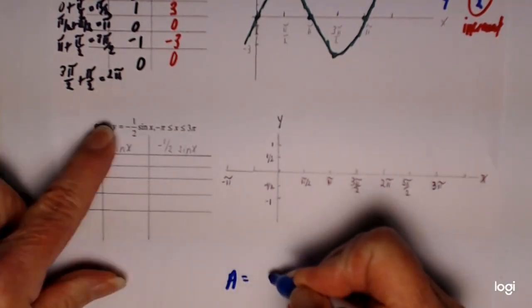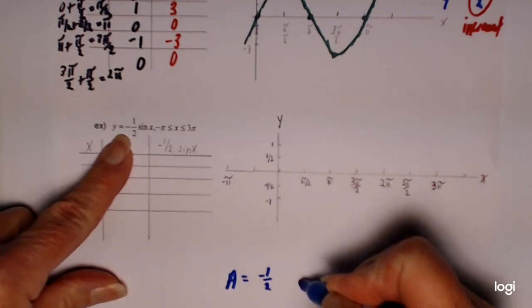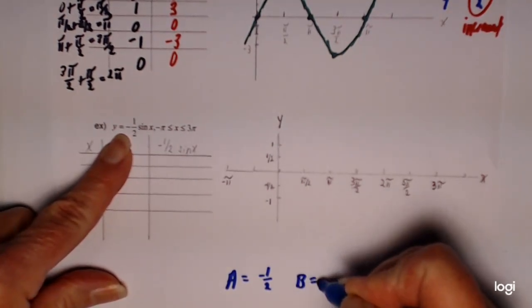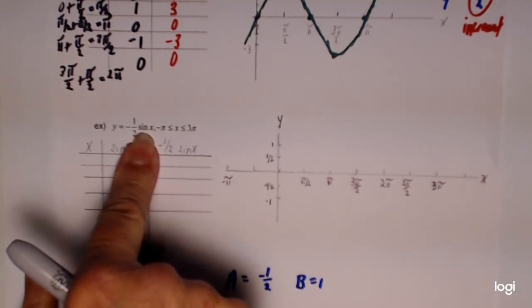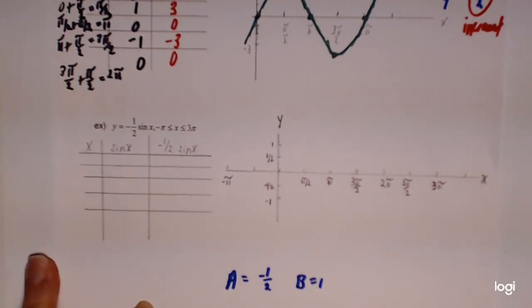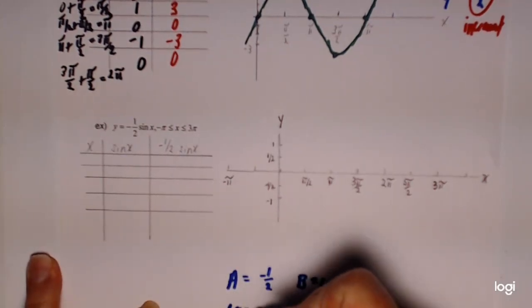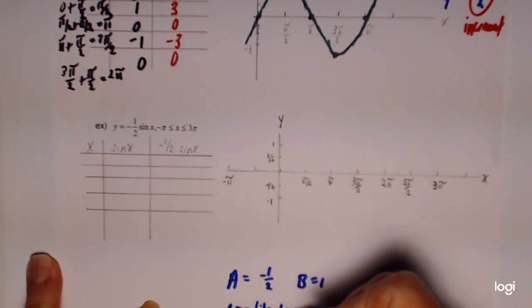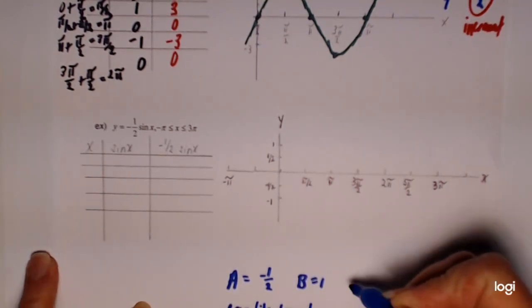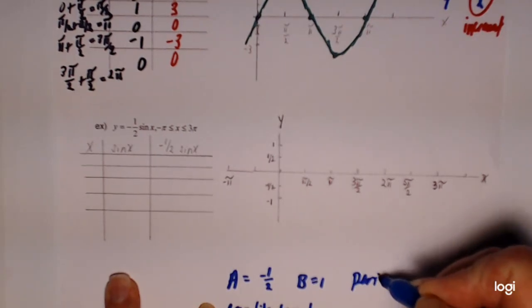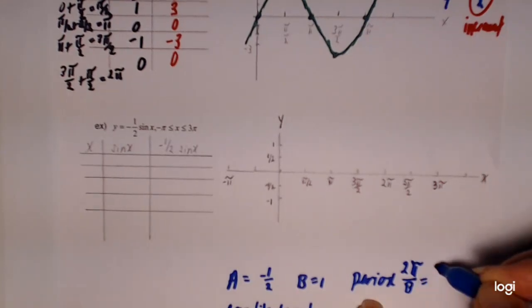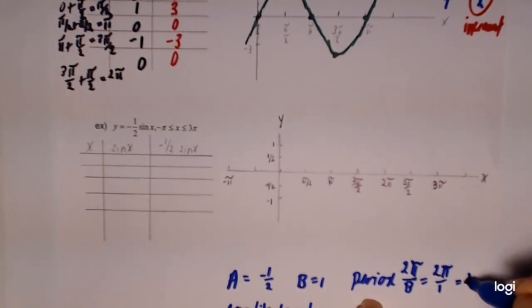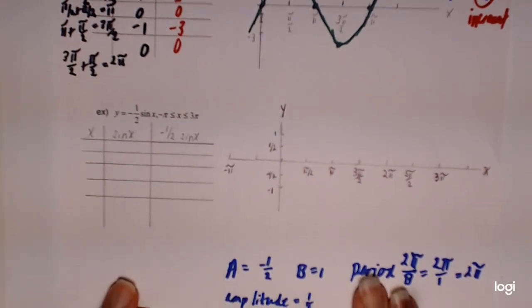A here is -1/2, and B again is 1. There's no number other than 1 there. So now our amplitude, which we can get from A, is equal to 1/2, the absolute value of A. And in terms of period, it's 2 pi over B, which is 2 pi over 1, which is 2 pi, similar to the example that we did just before this.